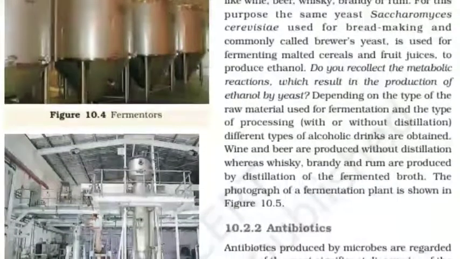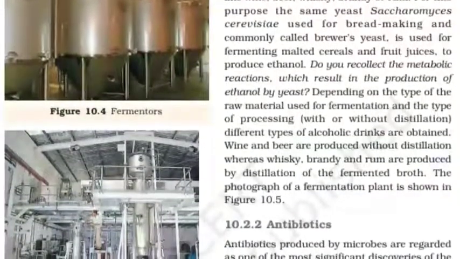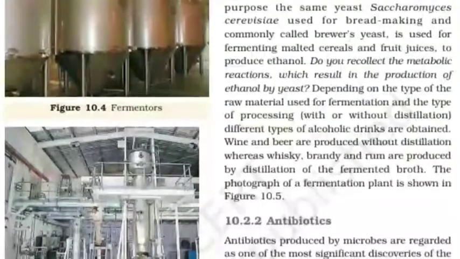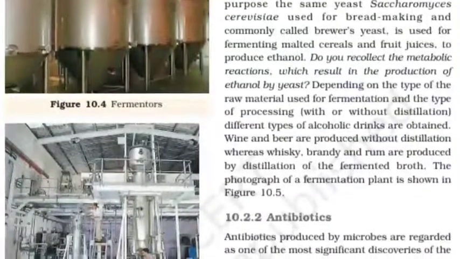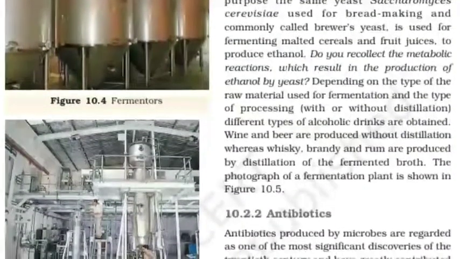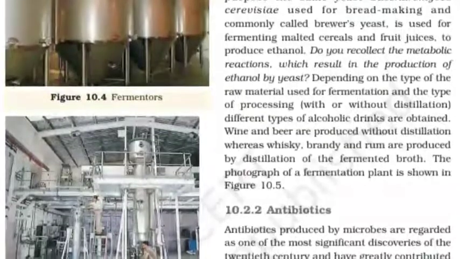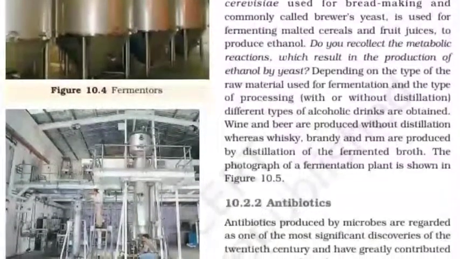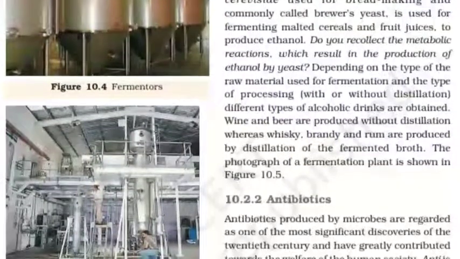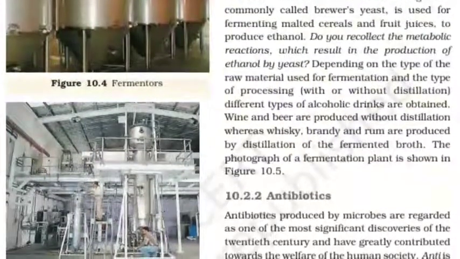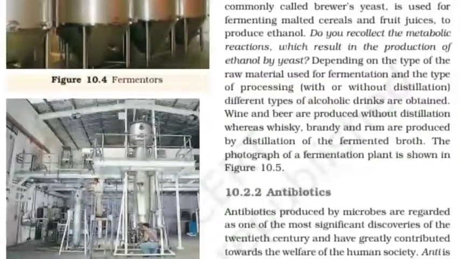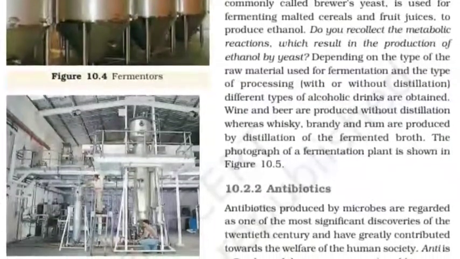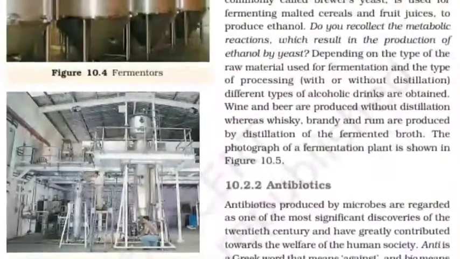Depending on the type of the raw material used for fermentation and the type of processing, with or without distillation, different types of alcoholic drinks are obtained. Wine and beer are produced without distillation, whereas whiskey, brandy and rum are produced by distillation of the fermented broth. The photograph of a fermenter is shown in the figure.